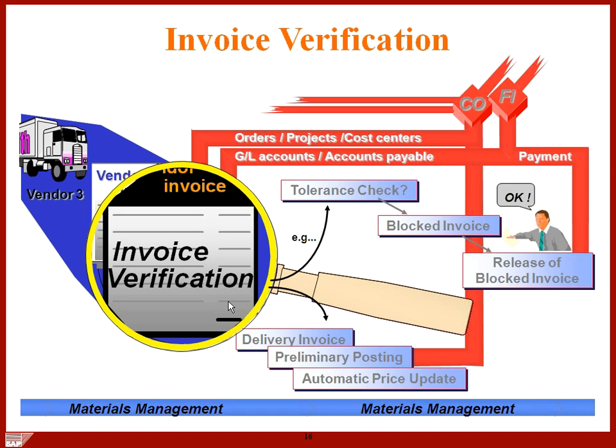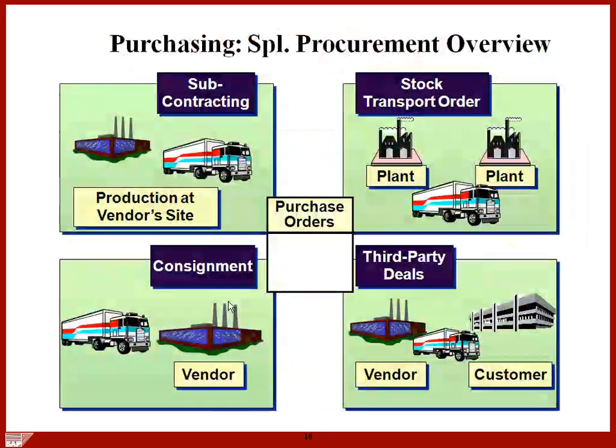And then there is something called invoice verification. Once the vendor delivers the material, you have to post the invoice. While posting the invoice, what are the things that you are going to check, how to verify those things? Are there any tolerances, or are there any blocks for this invoice? If there are any blocks, how to avoid them, how to release the blocks? All these things we will discuss in invoice verification.